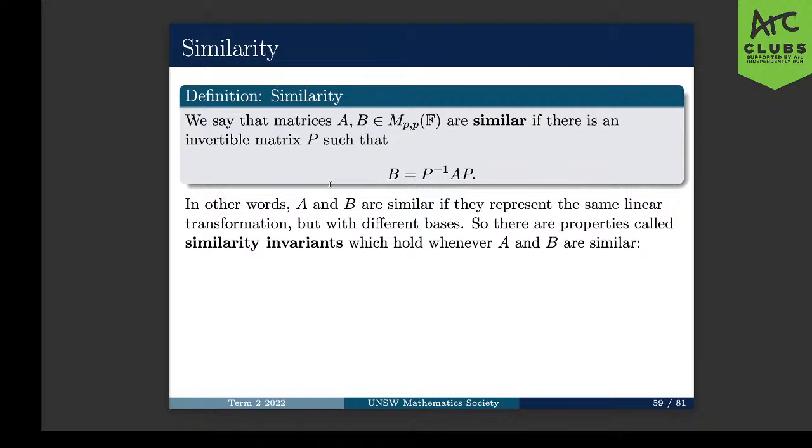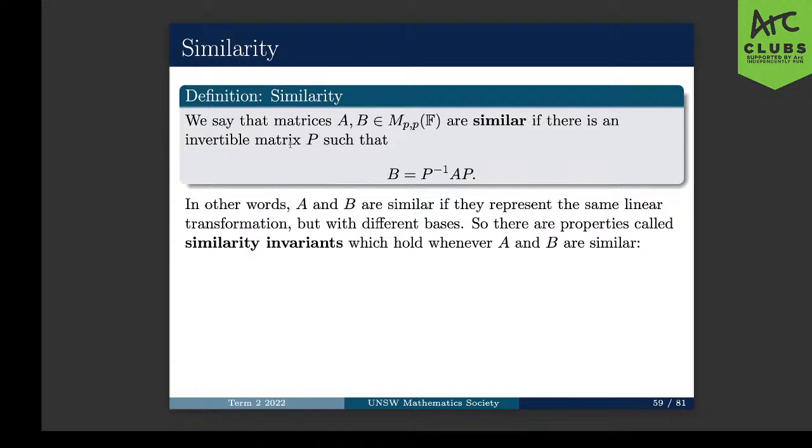All right. Next, we're moving on to similarity. Okay, all right, so moving on. We're going to talk about similarity.